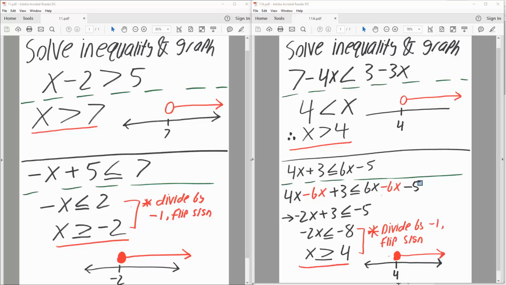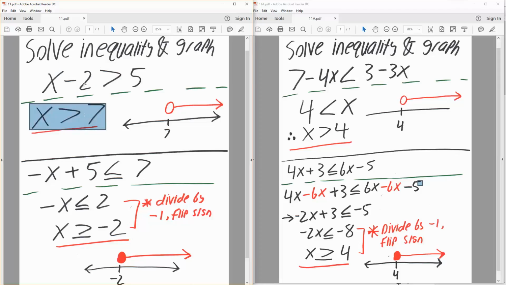In this video, we will solve 4 linear inequality problems. This is the first problem. We want to solve this inequality and then graph it. So x minus 2 is greater than 5. And so we could add 2 here and add 2 here. So we could say x is greater than 7.